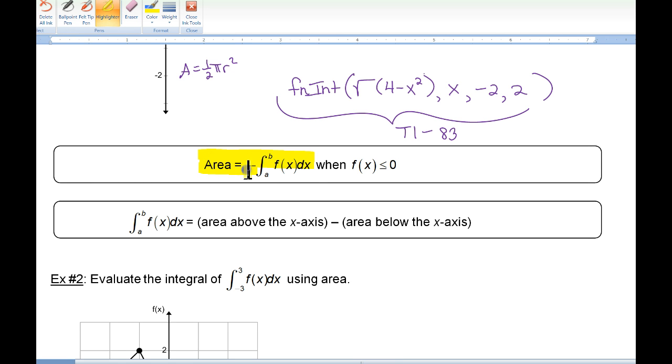Now, what happens if I'm finding area? Okay, and I ask you for the area of something, but it goes below the x-axis. So when f of x is less than or equal to 0, that's when it goes below the x-axis. So anytime, guys, if you pay attention, above the x-axis is a positive area, or a positive integral. Below the x-axis ends up being negative.